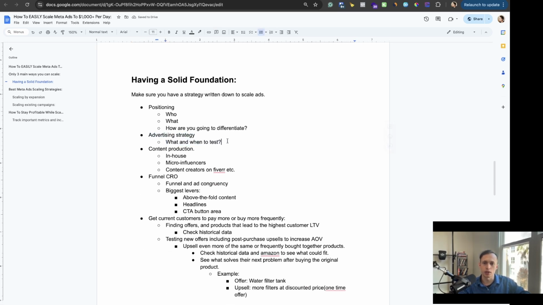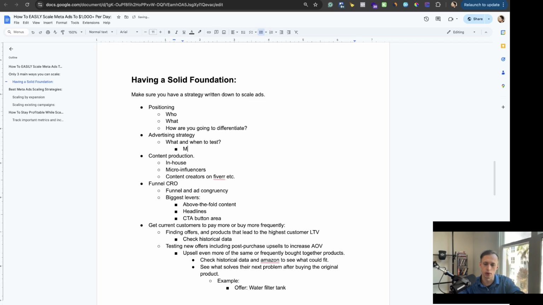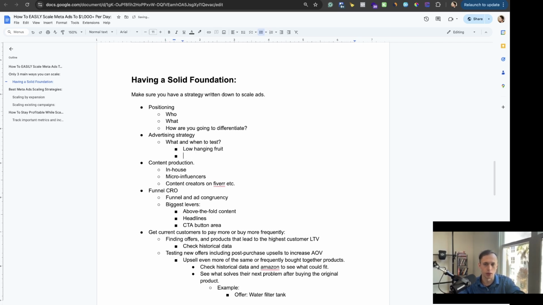Advertising strategy, right? You have to have an advertising strategy, what and when to test. At Adsora, we have a very comprehensive strategy of things to test. We try to focus on the low hanging fruit first, and then strategic testing. We want to put resources into both low hanging fruit just to get profits, and then invest the profits into learning and testing.